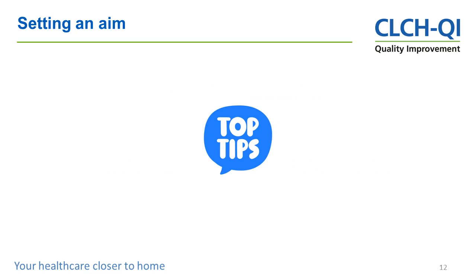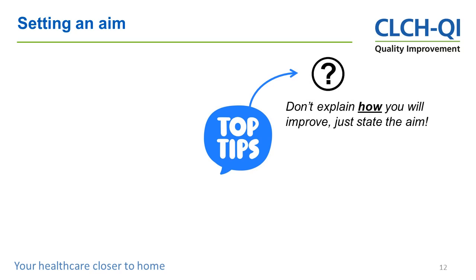So I've got some quick top tips for you when setting a SMART aim. What we don't want you to do is explain how. We don't want you to say how you'll improve. We just want you to do the other questions, the what, where, when, and how much. Try to keep it simple. So you should be able to say that in 1 sentence, and you should normally be able to say it in 1 breath. So if it's any longer than that, it probably means that you've got too much information in there and it can be condensed down.